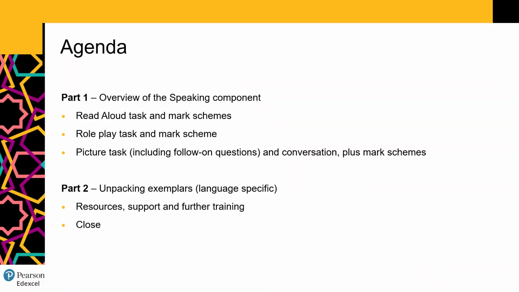Firstly, we'll have a look at the agenda. In part 1 of today's session, we will look at each of the 3 tasks that make up the speaking exam. We will concentrate on the tasks that are either new or substantially different from the legacy GCSE course. In part 2, you will have the opportunity to apply the marking criteria to some exemplar material. We will be considering a read aloud example from both foundation and higher tiers and a higher tier picture task.